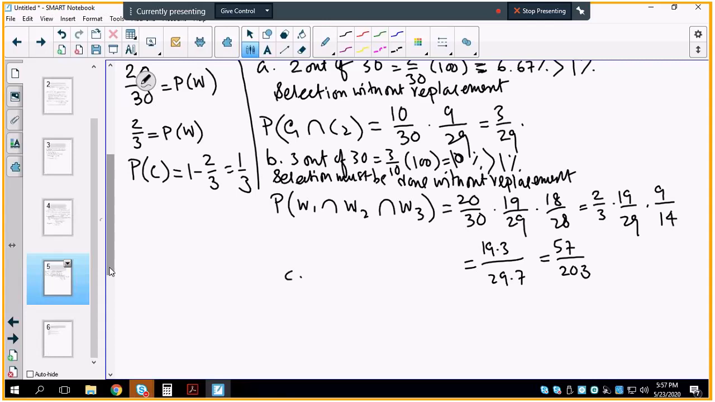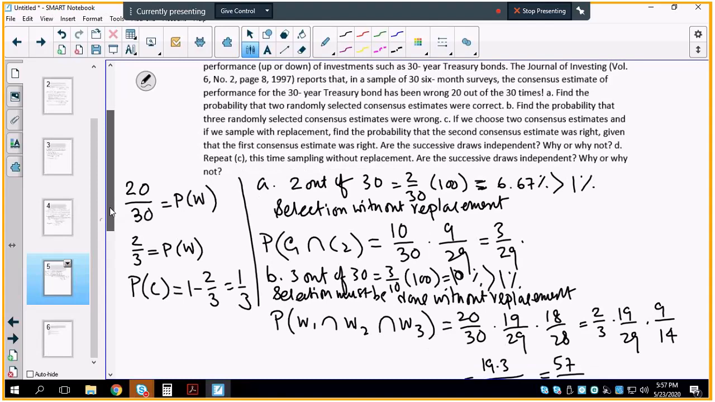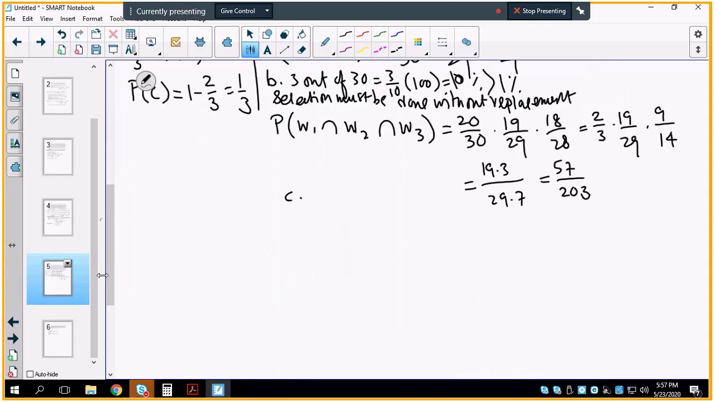So let's see what is in C. Question C is asking, if we choose 2 consensus estimates and if we sample with replacement now, find the probability that the second consensus estimate was right given that the first one was right. So now you want both of them to be right, but you are selecting with replacement. So the probabilities are independent. So this is the probability of C1 times the probability of C2, and that's going to be, the first one is 10 out of 30, or 1/3, times 1/3, which is 1/9.